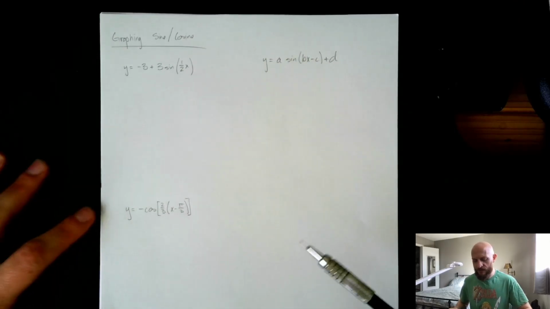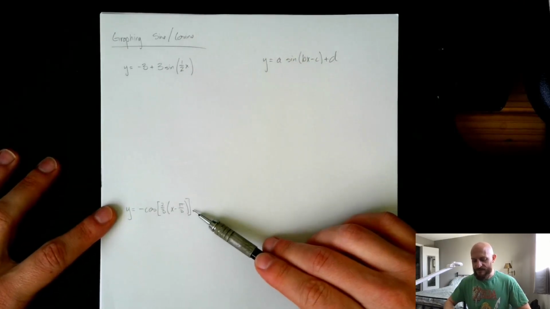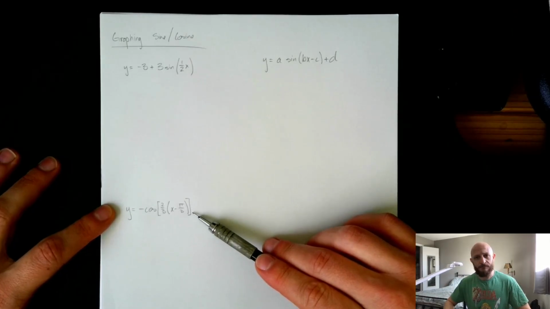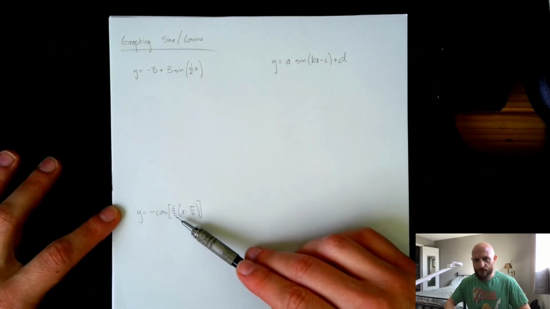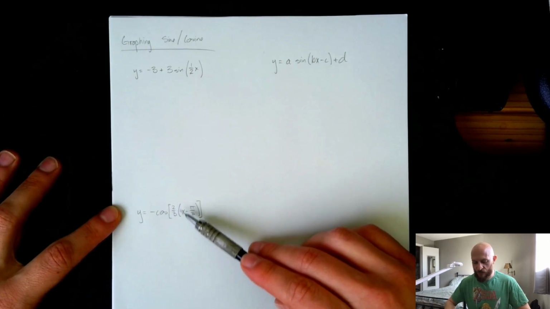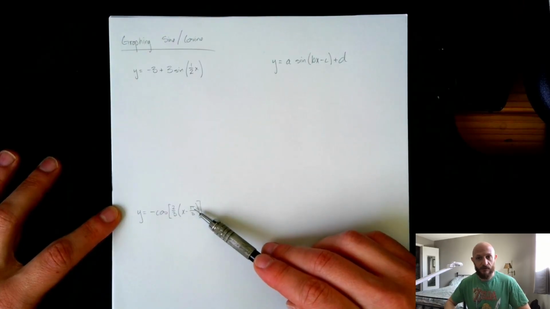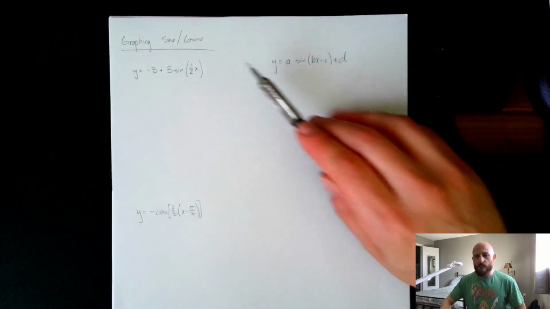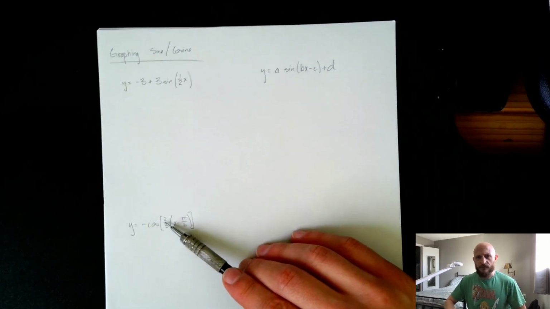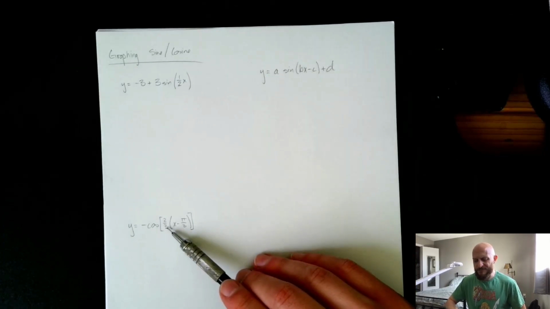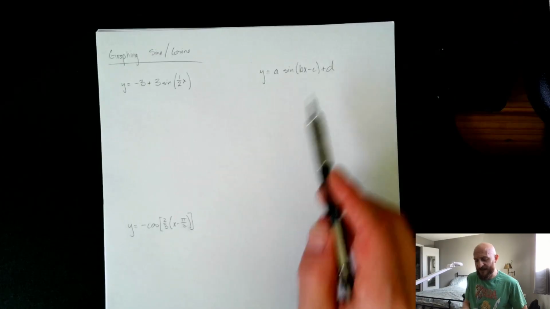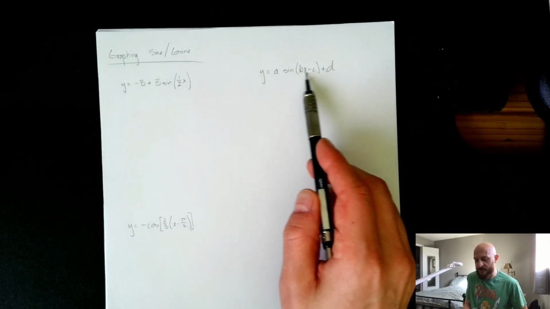The other thing to be aware of is that sometimes you might be given an equation of this form: y equals negative cosine 2/3 times quantity x minus pi over 3. This 2/3 corresponds to b in my generic equation, but the b has already been factored out of this bx minus c.